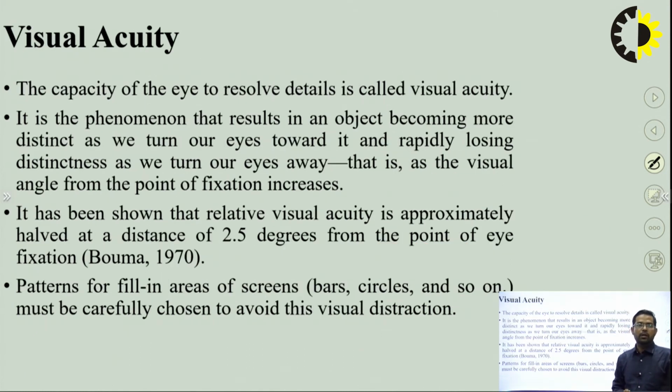Visual acuity is the ability of the eyes to resolve detail. It is a phenomenon in which an object becomes more distinct as we turn our eyes toward it, and less distinct as we turn our eyes away. As the angle from the point of fixation increases, acuity decreases. It has been shown that relative visual acuity is approximately half at a distance of 2.5 degrees from the point of eye fixation. Patterns for fill-in areas of the screen, such as bars and circles, must be carefully chosen to avoid this visual distraction.